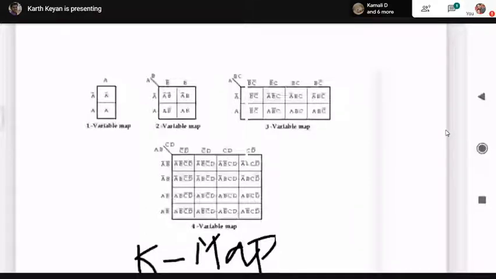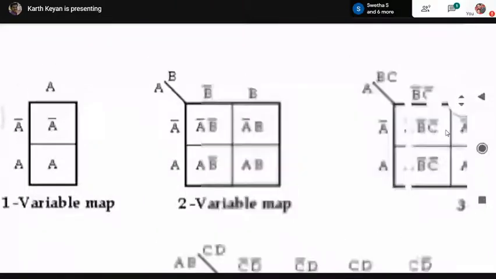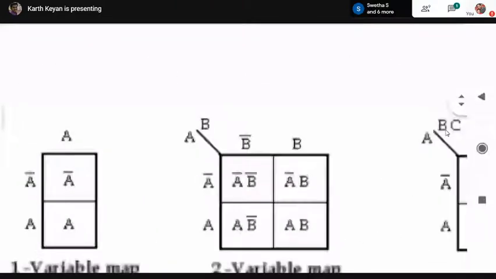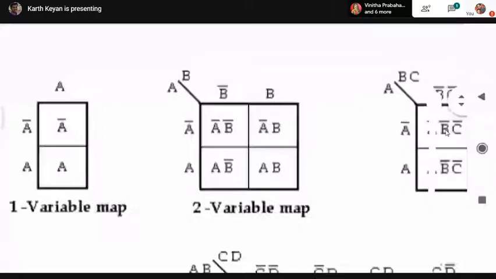Either 0 0, or 0 1, or 1 0, or 1 1. I will repeat one more time: 0 0, 0 1, 1 0, 1 1. So this is our two variable map, and they briefly give the details about the two variable map.